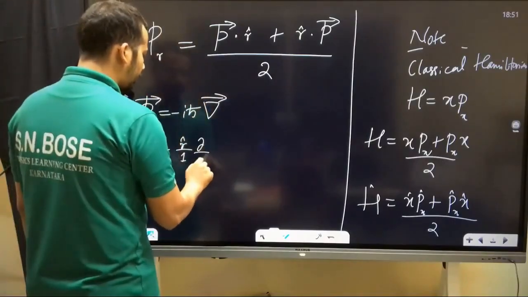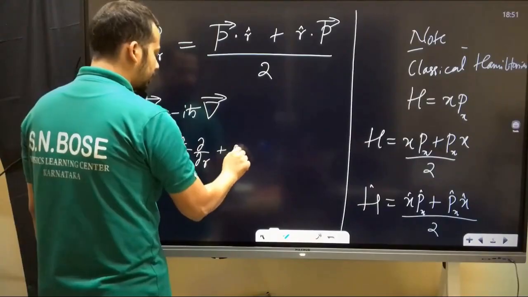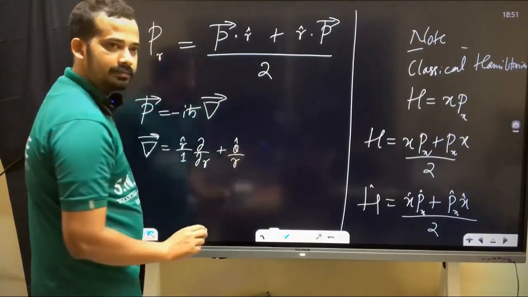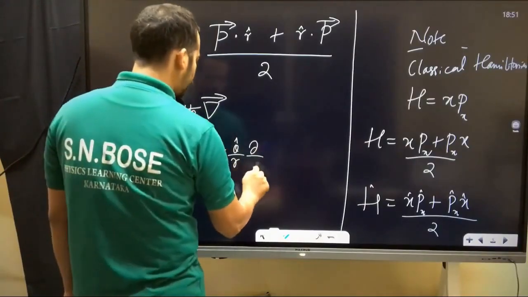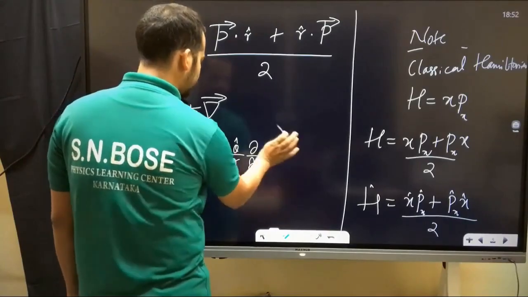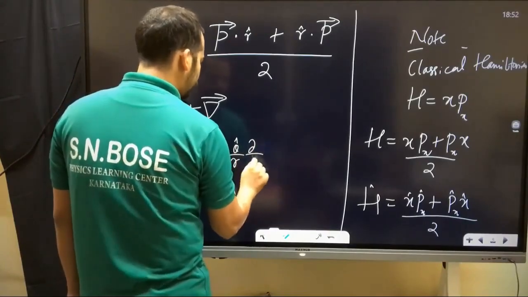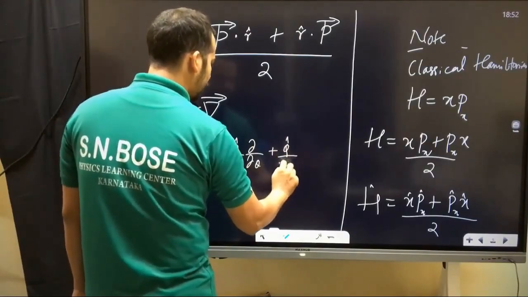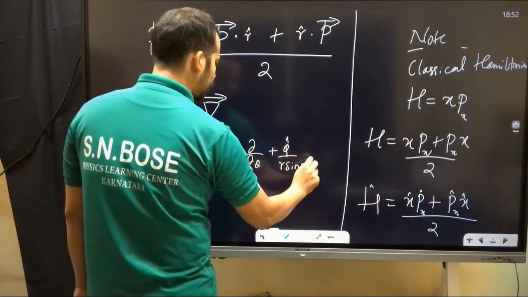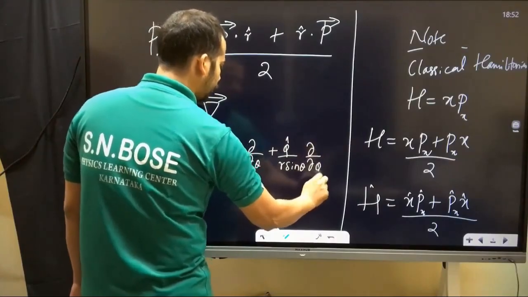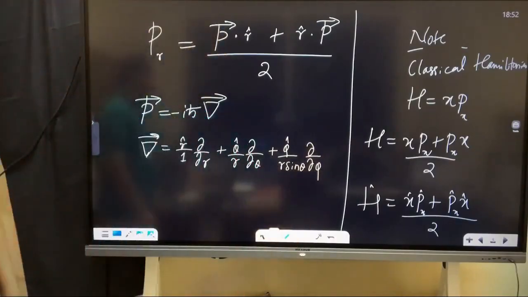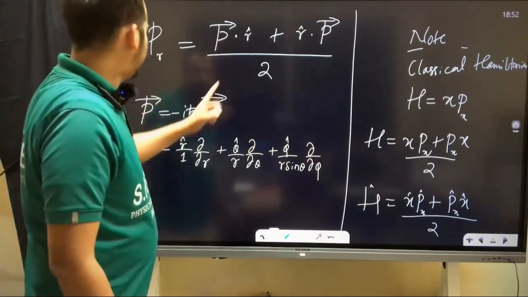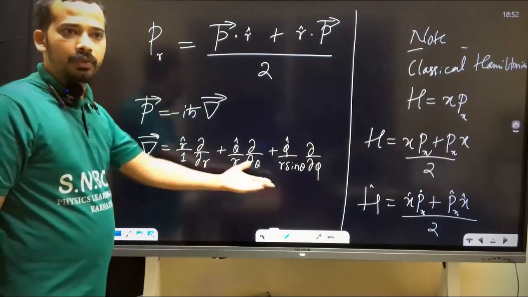So it is r cap ∂/∂r, plus theta cap by r ∂/∂theta, plus phi cap by r sine theta ∂/∂phi. This may be new for you. This is the gradient in spherical polar coordinates. If I take a dot product with r cap, I hope you can get what you would get here.